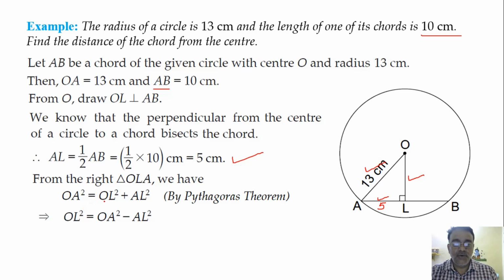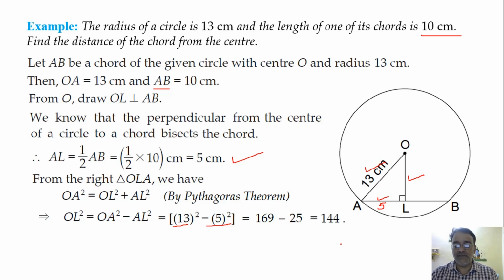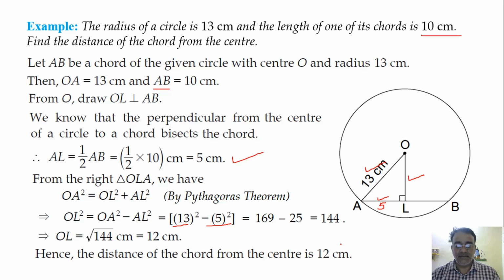Okay. So OL square will be equal to OA square minus AL square, that is 13 square minus 5 square. 169 minus 25. So we'll get 144. So what is the square root of 144? 12. 12, right. So the distance of the chord from the center is 12, right?